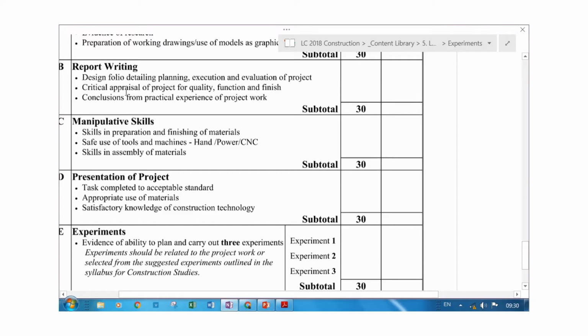Next thing then is conclusion from practical experience of project work. Now that's your conclusion. What they want to see in your conclusion is basically two things, and I always tell students there's only two things you write in a conclusion. First of all, they want to know in the conclusion what you learned, because why would you do a project if you're not going to learn anything from doing a project? So you write the first paragraph of what you learned by doing a project.